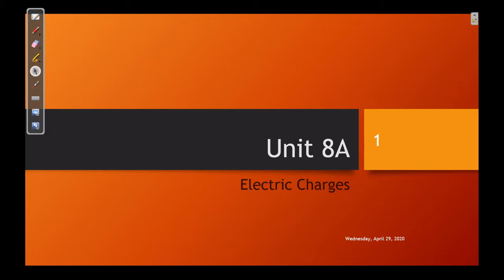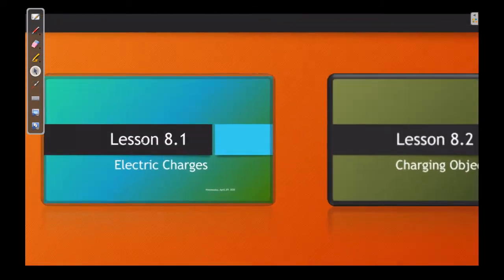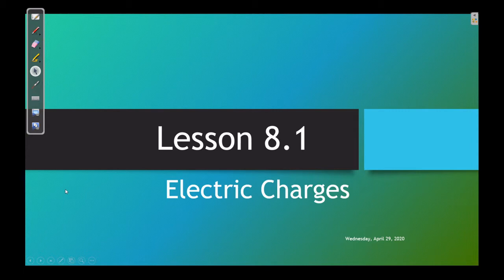I hope you're doing very well today, and welcome to Unit 8A, which is called Electric Charges. And this is Unit 8A because the next Unit, 8B, goes hand in hand with this one. In Unit 8A, we will be talking about what electric charges are, how they work, and in Unit 8B, we will start talking about electric current and circuits. So without any further ado, let's jump right into Lesson 8.1, which is also titled Electric Charges.